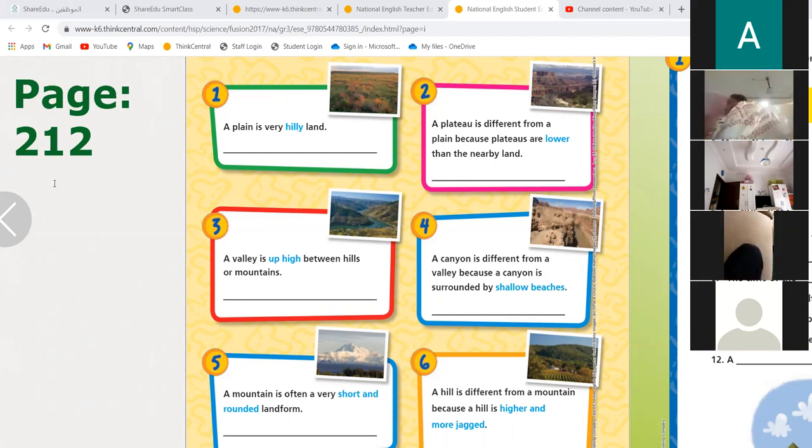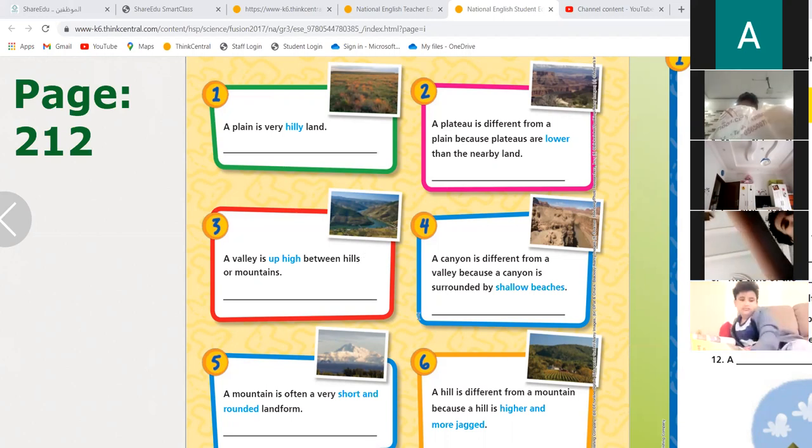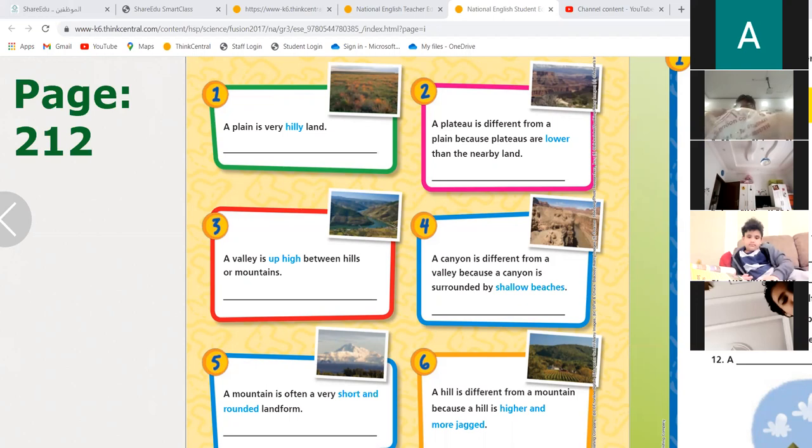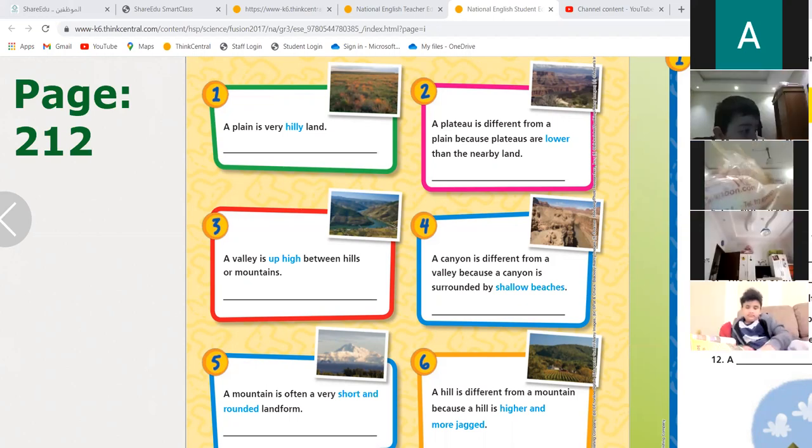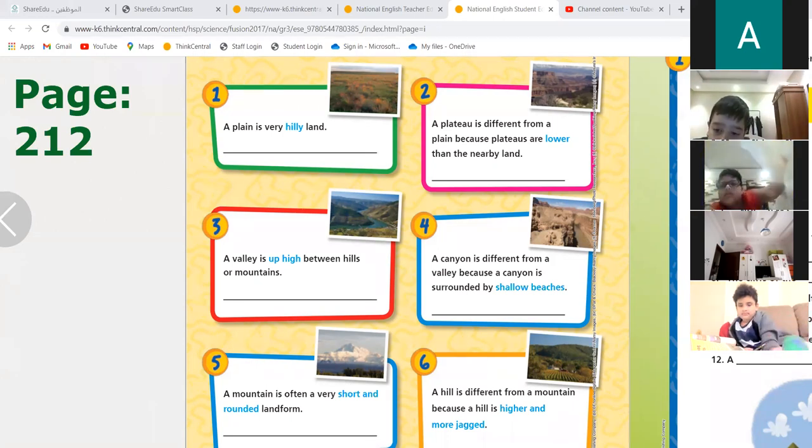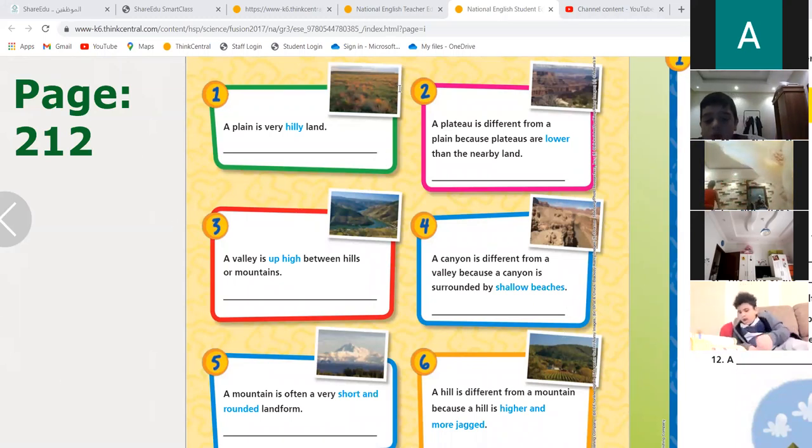Okay, boys, let's open to page 212. Fahad, you will do it with your mommy later. It was your homework. I can wait for you. You can do it today and send it. It's not now. Now open your book. All right, everyone, open your book to page 212.